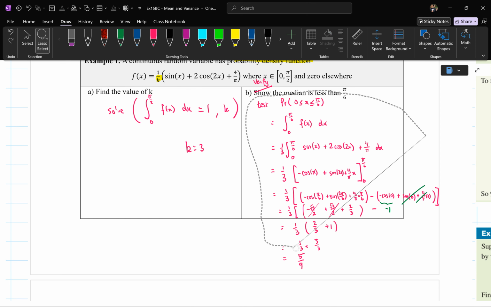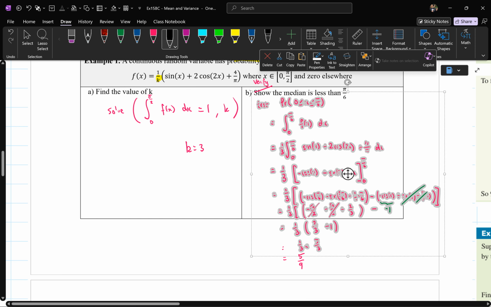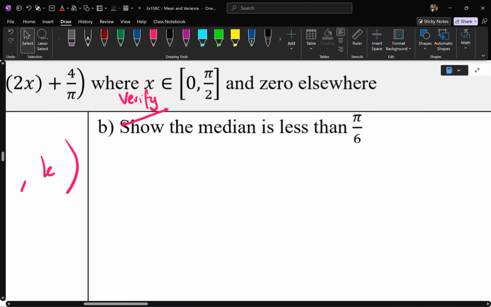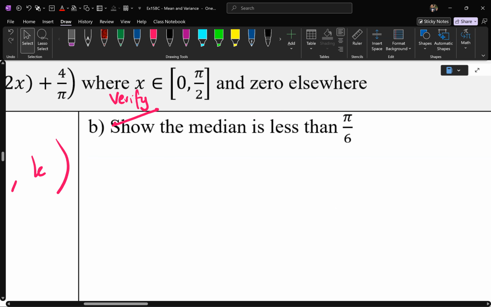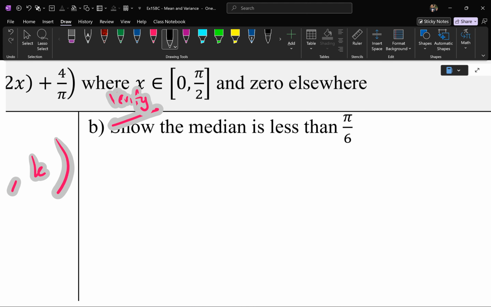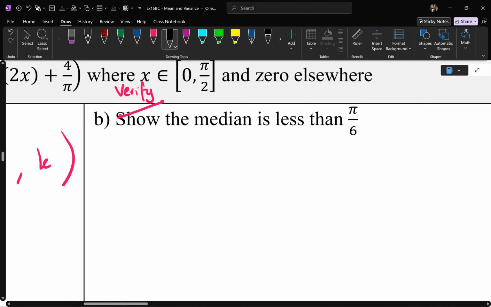Let me change this problem here. I'm just going to delete this because I did the solutions already. Can you cross off that word? It's actually verify. You can't do it with show that unless you know a bit of double angles from Specialist. So this is a verify problem. So it's not a show that, it's a verify. So the question says, show that the median is less than pi on 6.